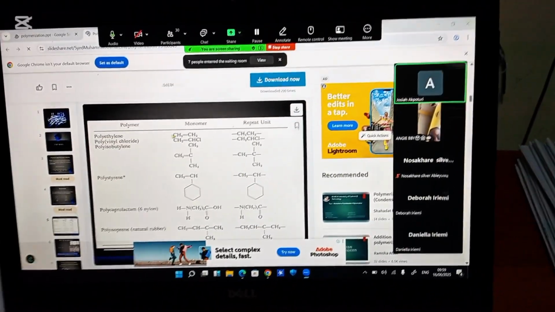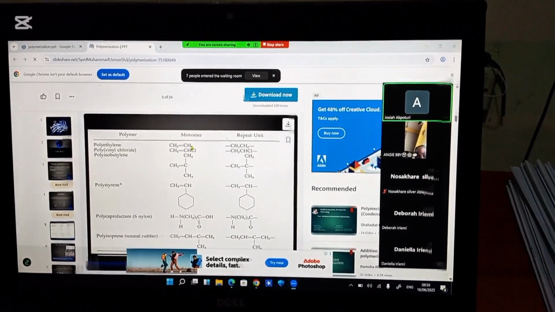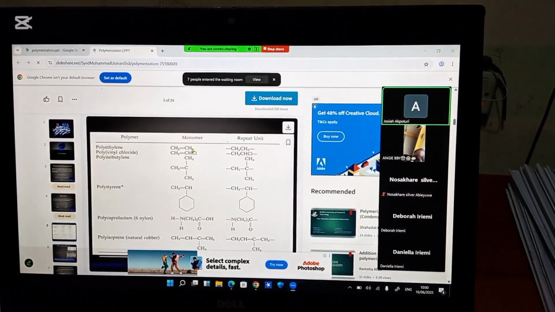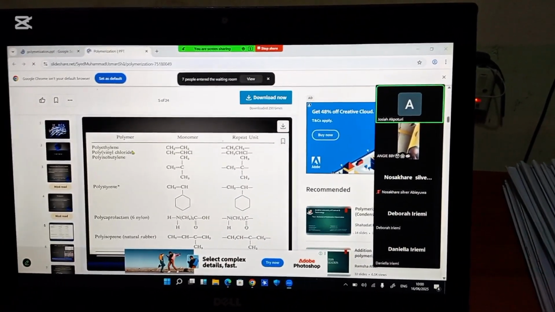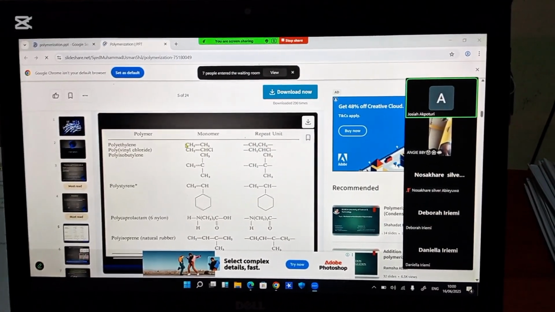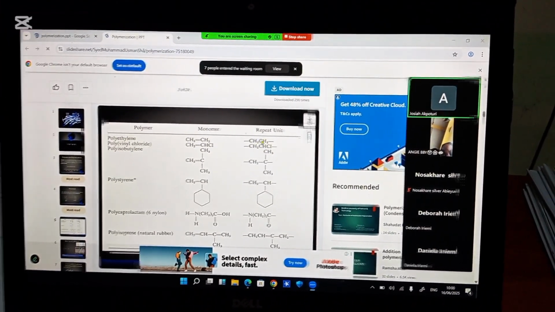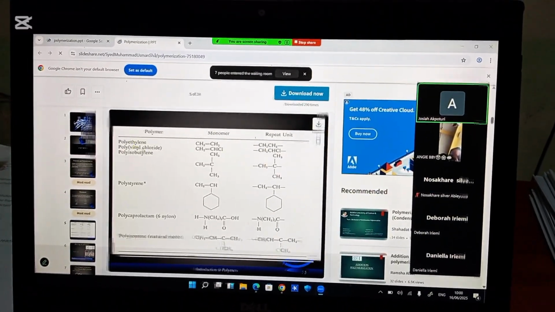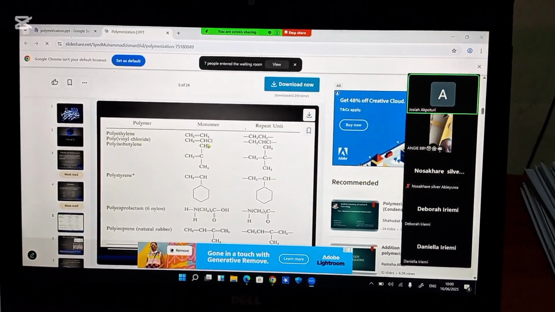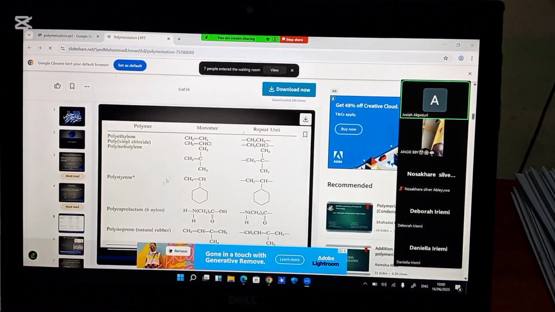Now we have other monomers, like ethene, which we treated yesterday under free radical polymerization. We talked about how we form polyethylene. So you see this is the monomer ethene, and the repeating unit of the monomer ethene forms polyethylene. Same with polyvinyl chloride, then isobutylene and styrene.